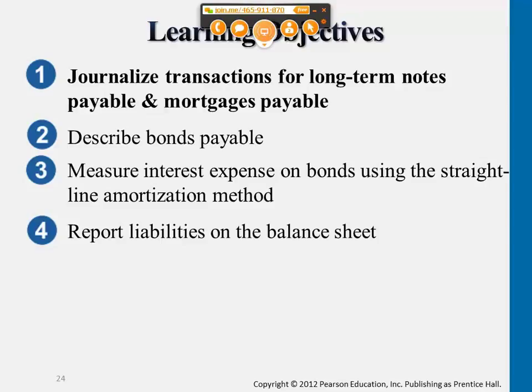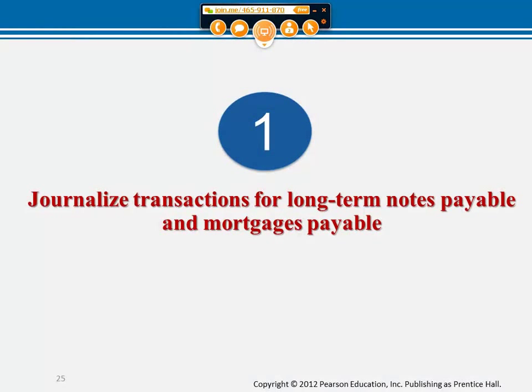Again, the focus for each and every chapter: you have to know what the new journal entries are, the new accounts, the debit and credit side, and how it is represented on statements. For each and every chapter, this is always the core. What are the new accounts, new journal entries, and how is it represented on statements? Let's take a look at the first section here, journal transactions for long-term notes payable.